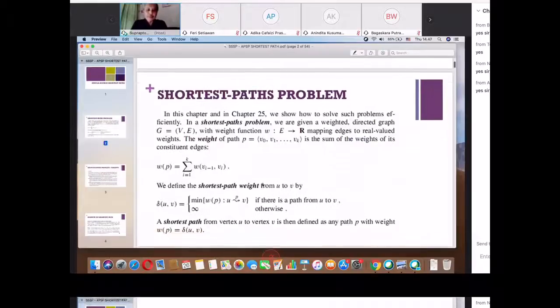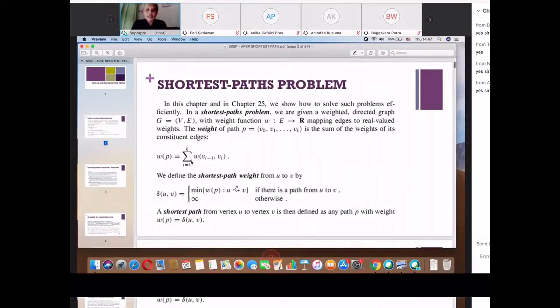Okay, so the formula looks like this. Small w of p equals the summation of small w of each edge in the graph, starting from i equal to 1 to i equal to k, because the number of vertices in the path is k. That's the difference between BFS and this problem, the single-source shortest path especially.